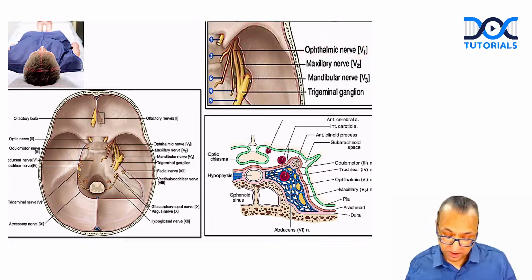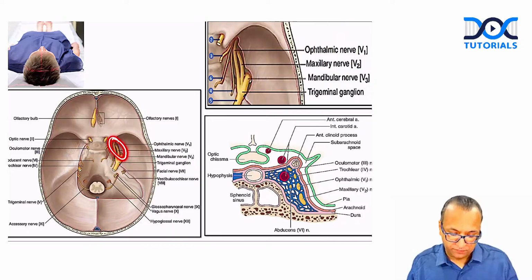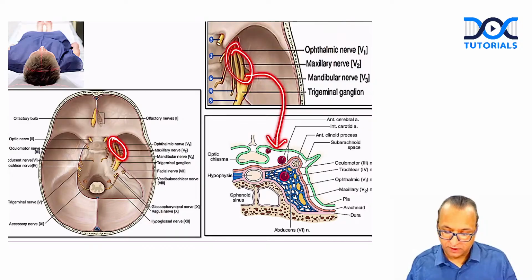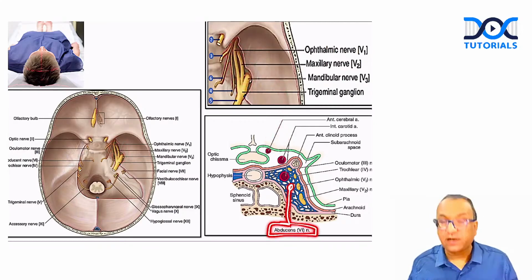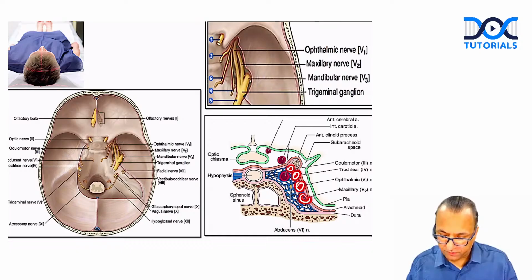We'll see. So what are the contents of cavernous sinus? Content of cavernous sinus, you can see here. A question came, which nerve is more medial? More medial is abducens nerve. Which nerves are in the lateral wall of cavernous sinus? It is the number 3, 4, 5-1, and 5-2.